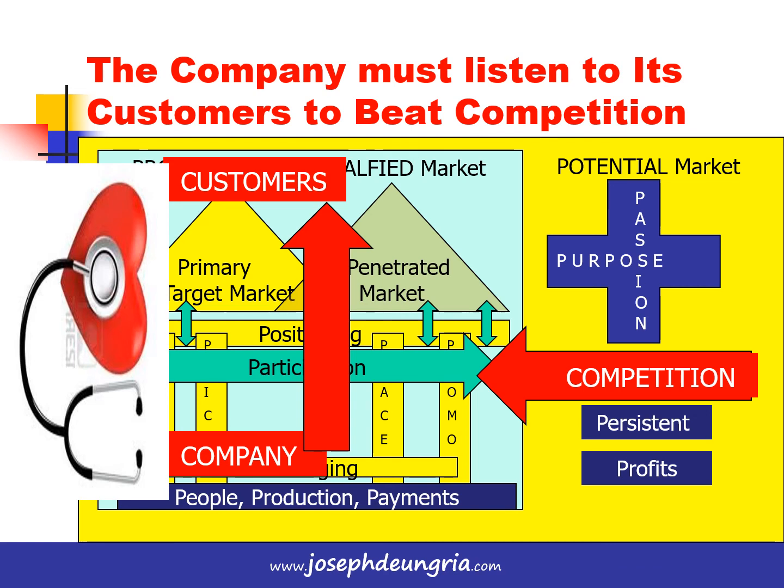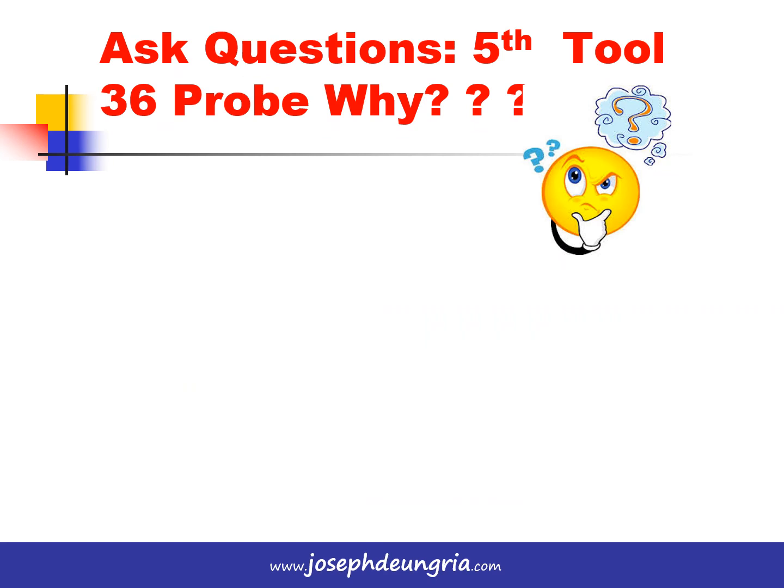Okay. Now, to beat your competitors, the company must listen to your customers. So we have this diagram of the stethoscope where the company is listening to its customers to be the better listener and responder to what the customer needs, wants, and demands will win this battle. Okay. So the fifth dimension is probing. So we have the pulse, which is time. We have the eyesight, which is perspective. And then what else?